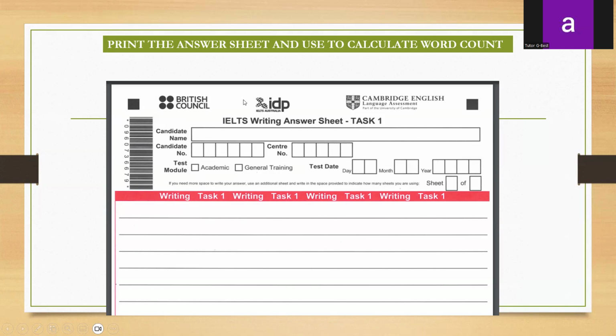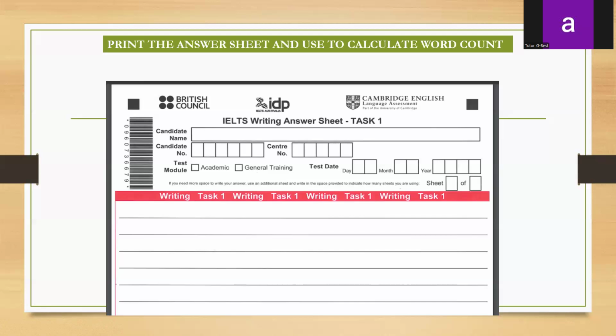You're strongly advised to print this answer sheet before your test so that you can practice your letter writing on it, or your interpretation of charts on it. Practice on the official answer sheet. You can DM me, message me for the link to the official sheet so that you can print it. The goal is to print this answer sheet and use it to practice so that you can calculate how many lines will give you the minimum word count.